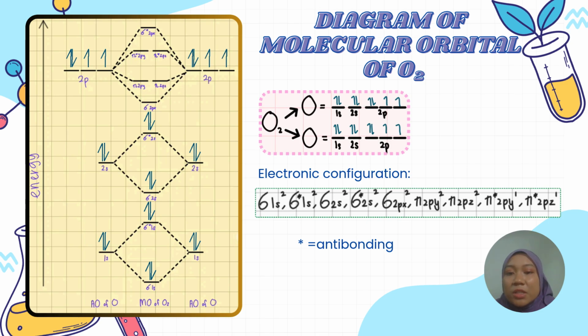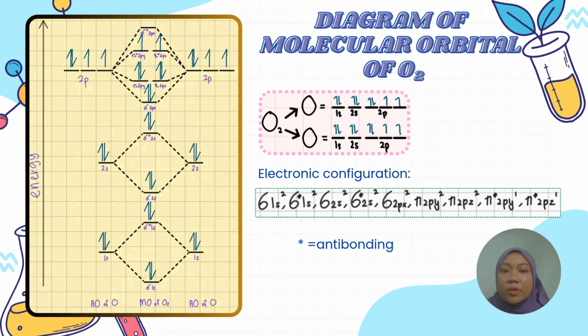Next, we fill in the bonding and antibonding electrons. First, for bonding electrons, which are sigma 2p, pi 2py, and pi 2pz: 1, 2, 3, 4, 5, 6. Another 2, we fill in the antibonding electrons, which are pi star 2py and pi star 2pz: 1, 2. We will write the electronic configuration. The electronic configuration is for the total electrons in antibonding and bonding orbitals.